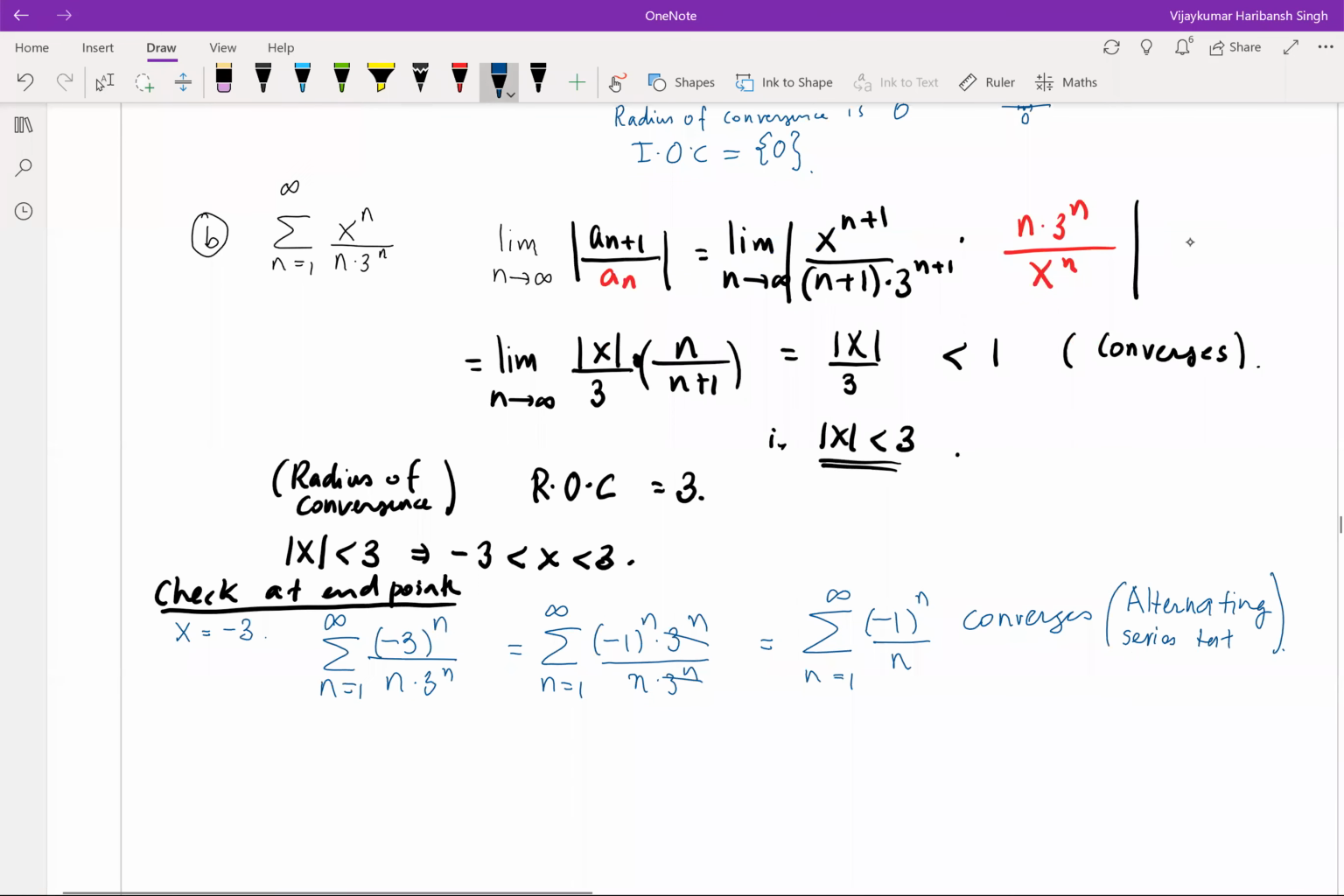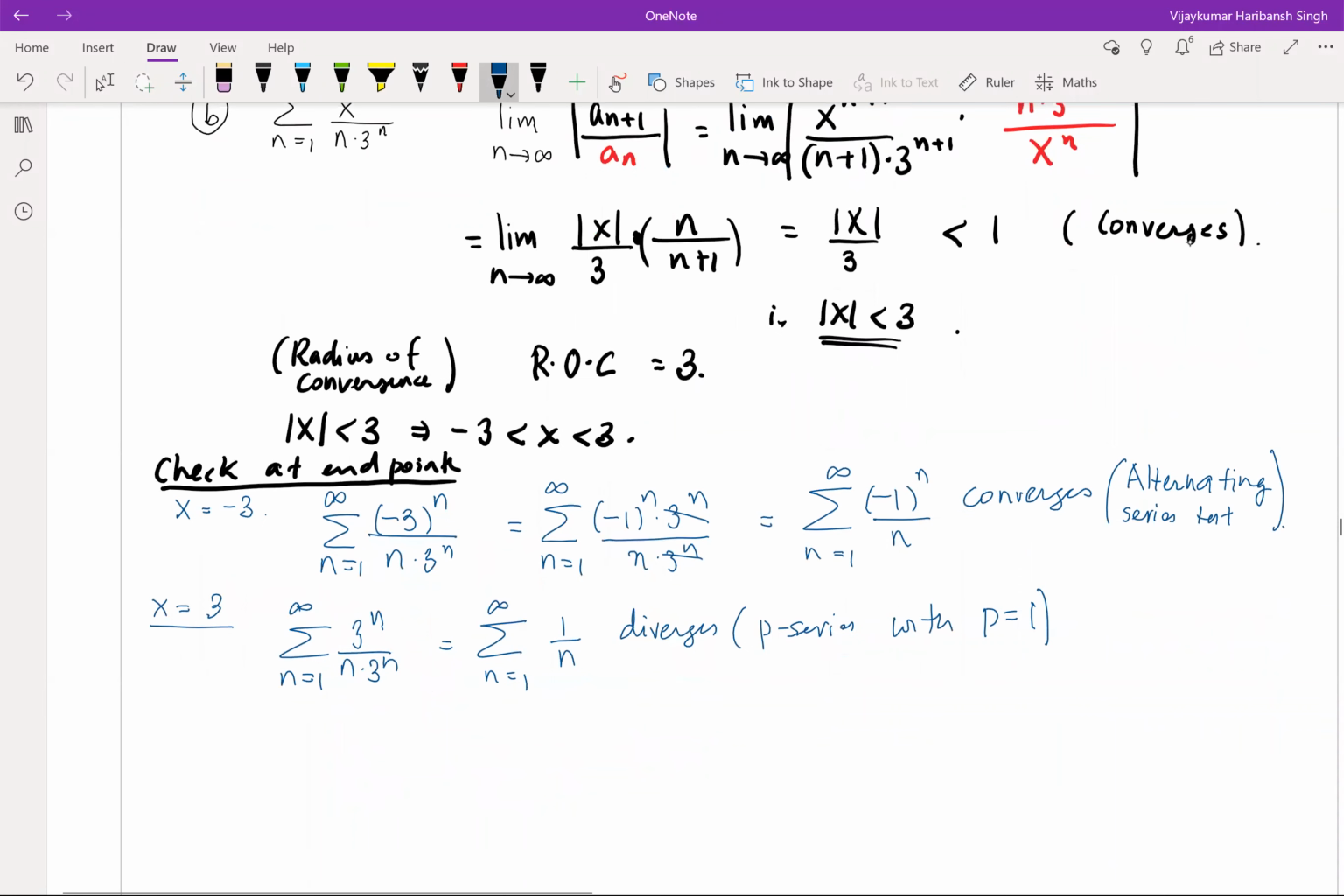Okay, now what about the other endpoint? X equals 3 will give summation n equals 1 to infinity of 3 to the power n over n times 3 to the power n, right? Instead of x, I'm going to put 3, so the numerator becomes 3 to the power n. So this is going to be summation n equals 1 to infinity of 1 by n, and that diverges. Why? It's a p-series with p equals 1. Therefore, the interval of convergence is going to be minus 3 to 3. Minus 3 is included, 3 is excluded. Okay, so this is how you go about the whole game.